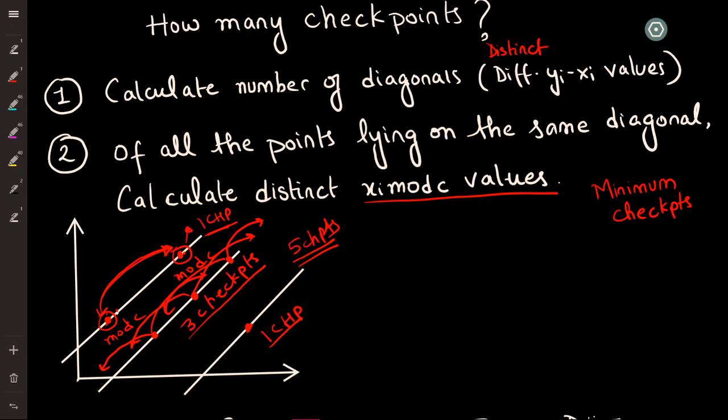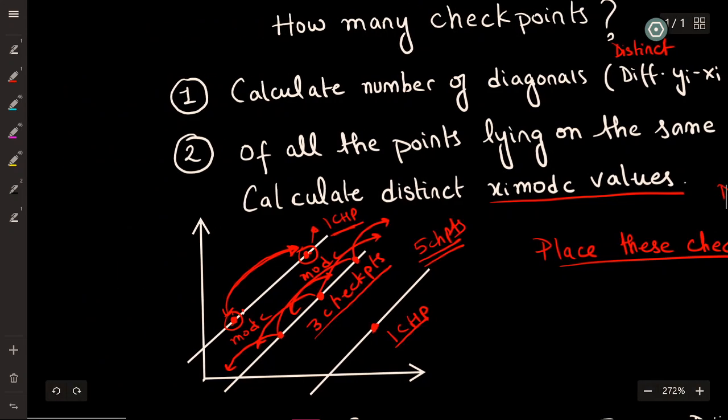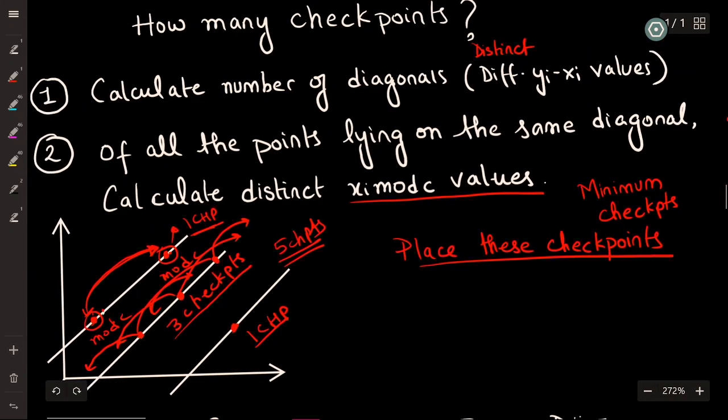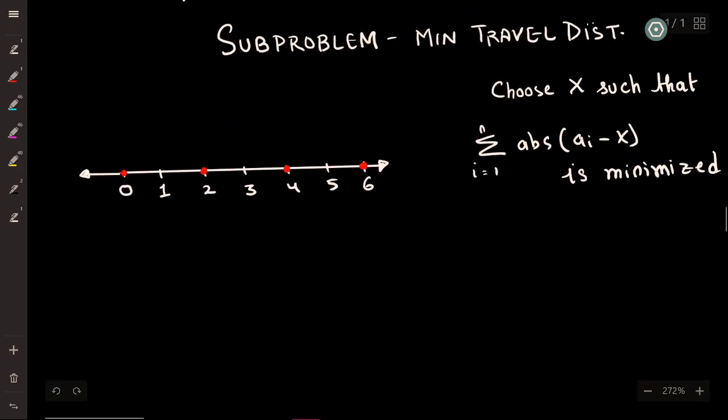So how are we going to decide what is the minimum number of moves that we're going to have to do? Basically, the way that we minimize moves is by deciding where we should place these checkpoints such that the moves that I have to do in order to send all the points into checkpoints is minimized. So firstly, before solving this problem, let us solve a sub problem. We're going to solve a sub problem first, and the sub problem is minimum travel distance.